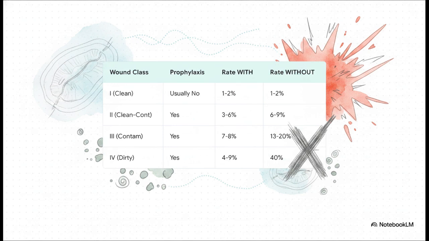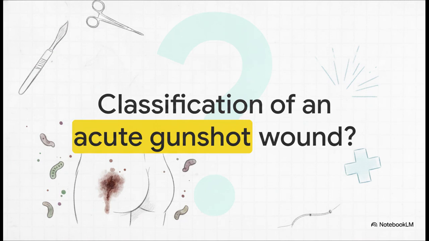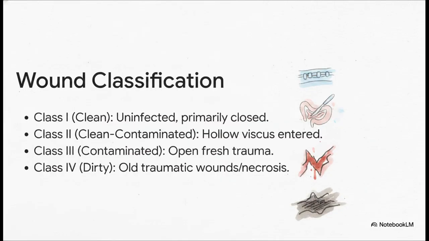Question 24. A 30-year-old male with an acute gunshot wound penetrating his right buttock. How should this surgical wound be classified? The correct option is C, contaminated, Class 3. The reason here is that it's open, fresh trauma, lacking old necrotic tissue.